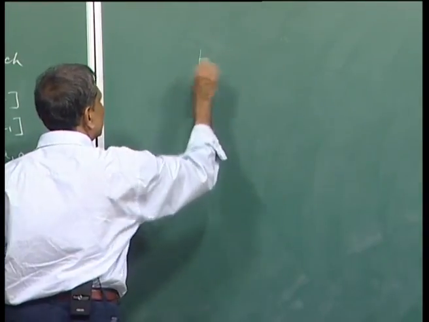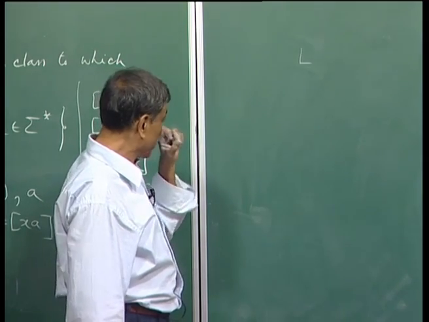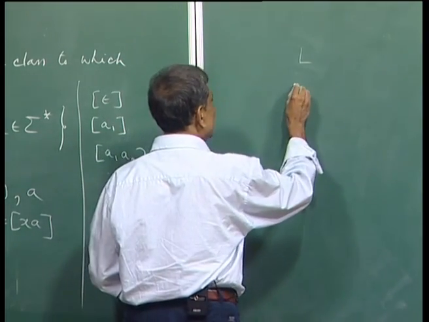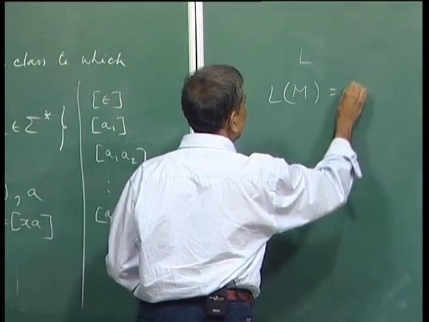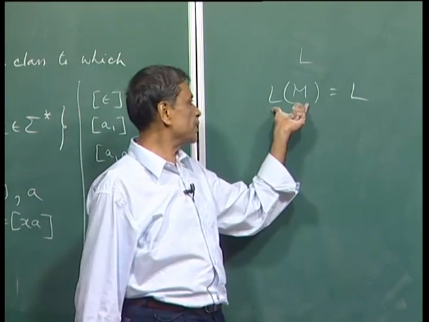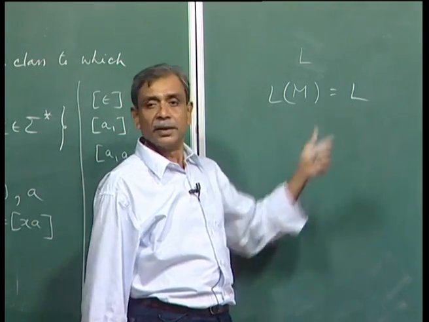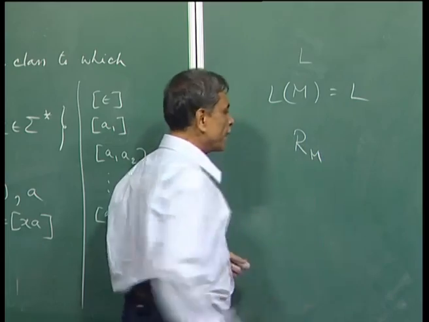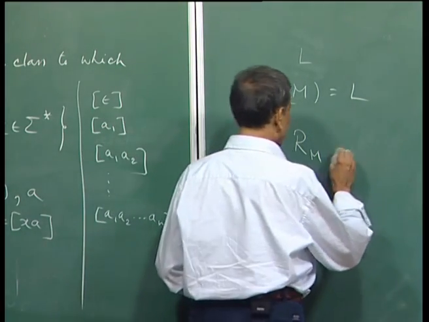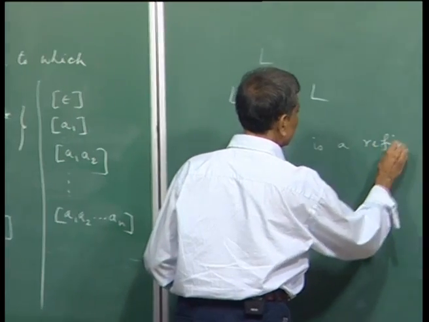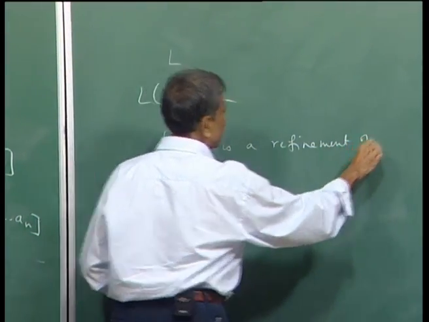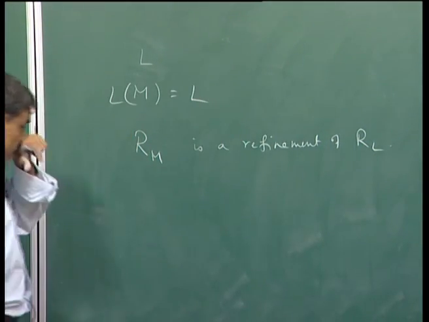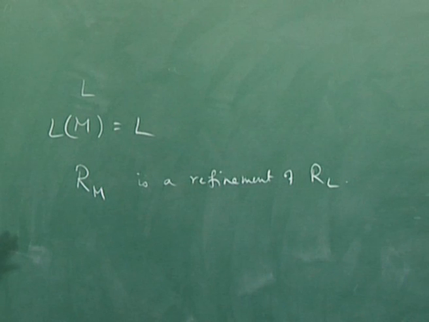You see, supposing L is regular, then that means that I have a DFA M such that L_M, the language accepted by that machine, is the language L, by definition. And then if you consider R_M, what do I know? That R_M is a refinement of R_L. That was the statement of basically 1 implies 2, that is what we said. Now, then that means what?